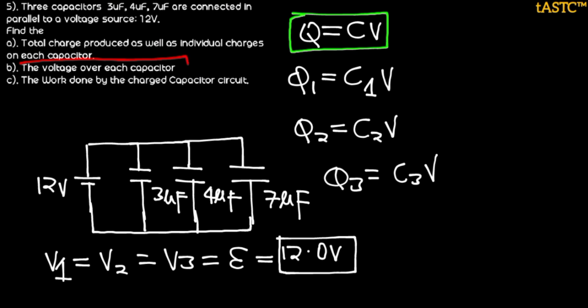In the second part of the question, we were asked to find out the voltage over each capacitor. And that comes off easy. We know that the voltages over each capacitor are always going to be the same. So V1, V2, V3 are the same thing, and that is going to be equal to the EMF source, 12 volts.